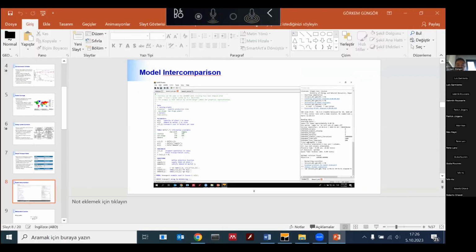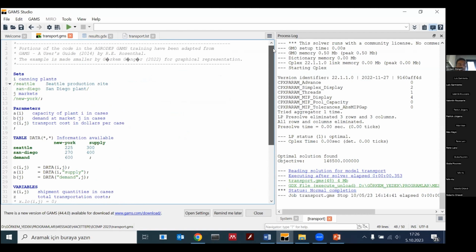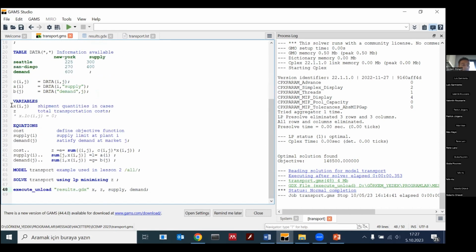And if you have GAMS installed, you can open the file transport.gms, where the supply and demand markets are predefined. The parameters for capacity of supply plants, demand of the market, New York market. The variables where X is the shipment quantities and Z is our total transportation cost, which we want to minimize. And these are the equations.